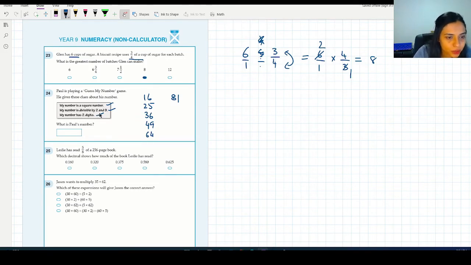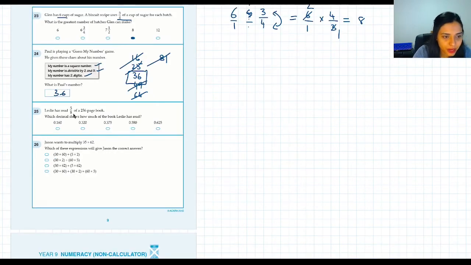Now we know the number is divisible by 2 and 9. If it's divisible by 2, it has to be an even number, so we can get rid of those 3. It's divisible by 9 as well. So 16 is not divisible by 9. 64 is not divisible by 9. 36 is. 36 divided by 9 is 4. And it's an even number, so it's divisible by 2 as well, which gives us 18. So what's Paul's number? Well, it's 36.